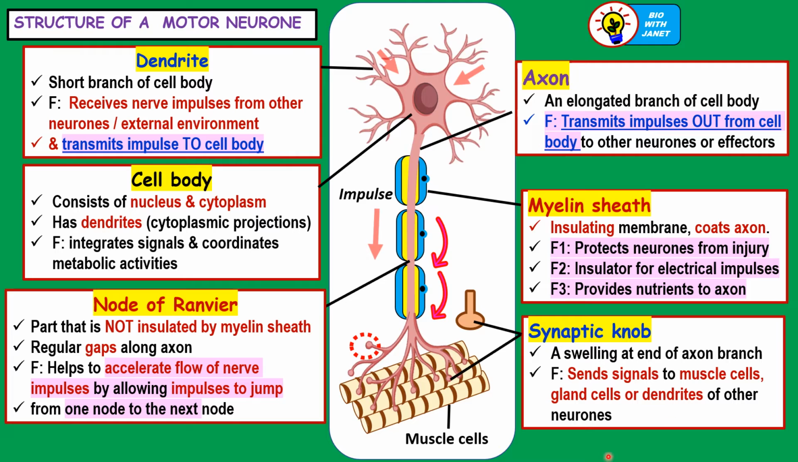Now, lastly, we have the synaptic knob, which is a swelling at the end of every axon branch. The axon will branch out at its end here to form many branches called the axon branches. At the end of every axon branch, there's a swelling called the synaptic knob. The function of the synaptic knob is to send the signals, or nerve impulses, to muscle cells, gland cells or cells of the glands, or to dendrites of other neurons. We'll be finding out more about the synaptic knob later.